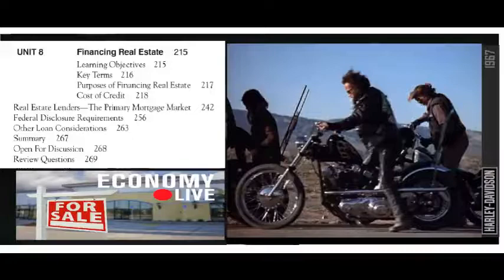Unit 8, Financing Real Estate. Legislation intended to place thrifts, savings and loan associations, on equal footing with commercial banks had some unfortunate consequences, including the failure of many institutions. The Depository Institutions Deregulation and Monetary Control Act of 1980 began the process by greatly expanding the ability of depository institutions to offer services and yields competitive with market rates.